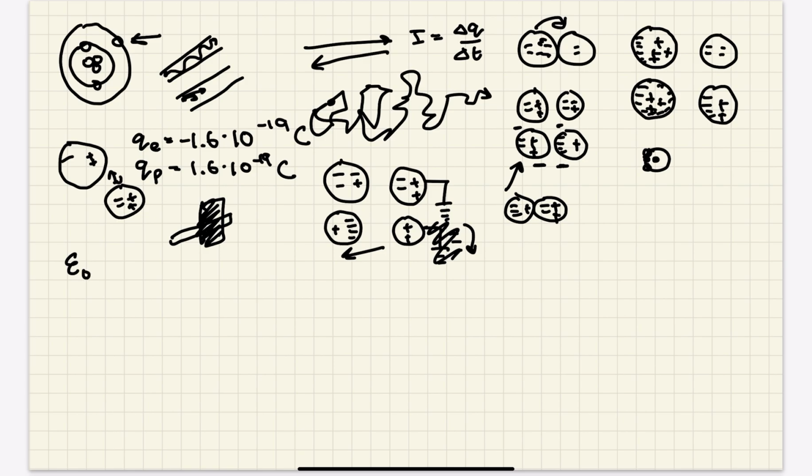Specifically, epsilon naught, this ε0, is vacuum permittivity. So it's the electric permittivity of the vacuum, and this is approximately 8.85 times 10 to the power of negative 12 coulomb squared per newton meter squared. That's a really weird unit, but from the formulas we'll see, you'll understand why that unit is that.